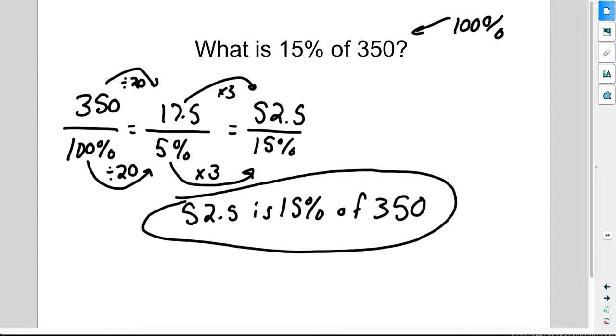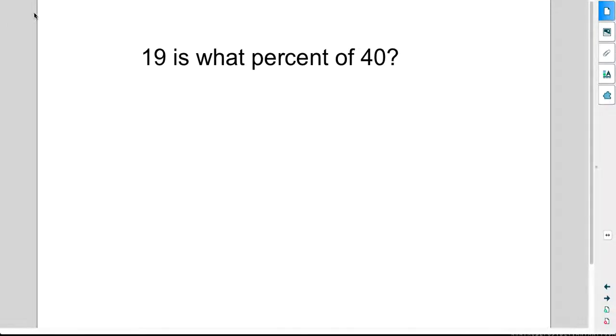Now in our next example, it's a little bit different. It's written a little bit differently. Here we're asked, 19 is what percent of 40? Now you'll notice here that we aren't actually given a percent value because it's asking what percent. So in this case, if you remember, this value over here, 40, is equal to 100%.